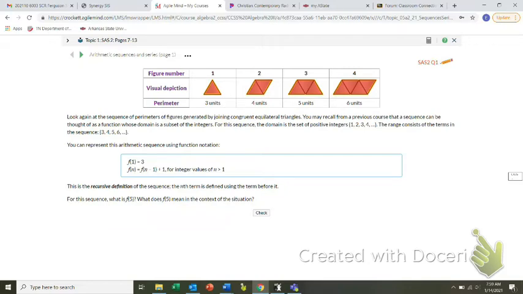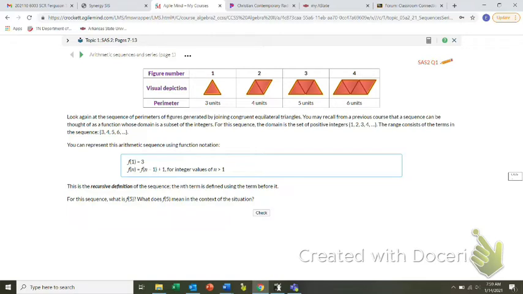Okay? So you should be on Agile Mind. And remember, today we are doing Topic 1, SAS 2, in pages 7 through 13 in our workbook. So we are starting on page 7, number 1.